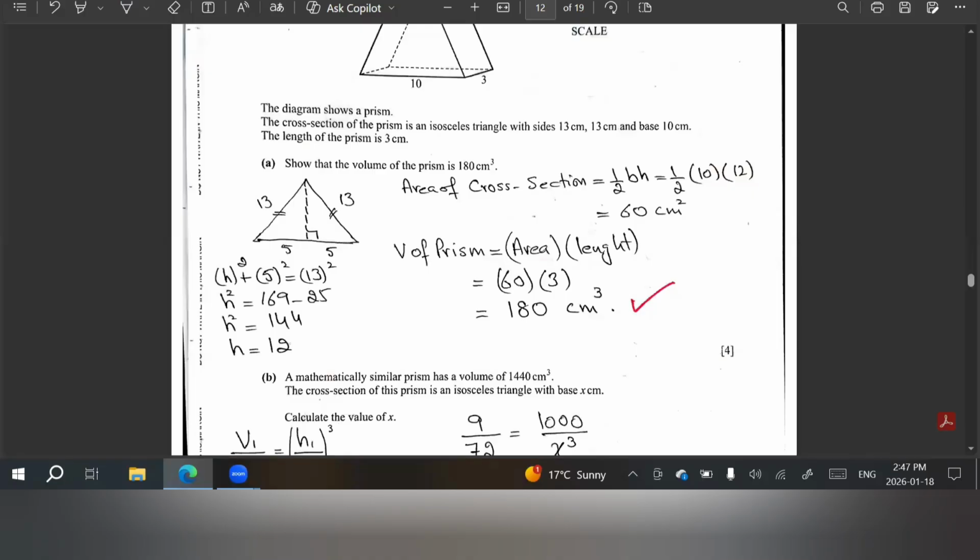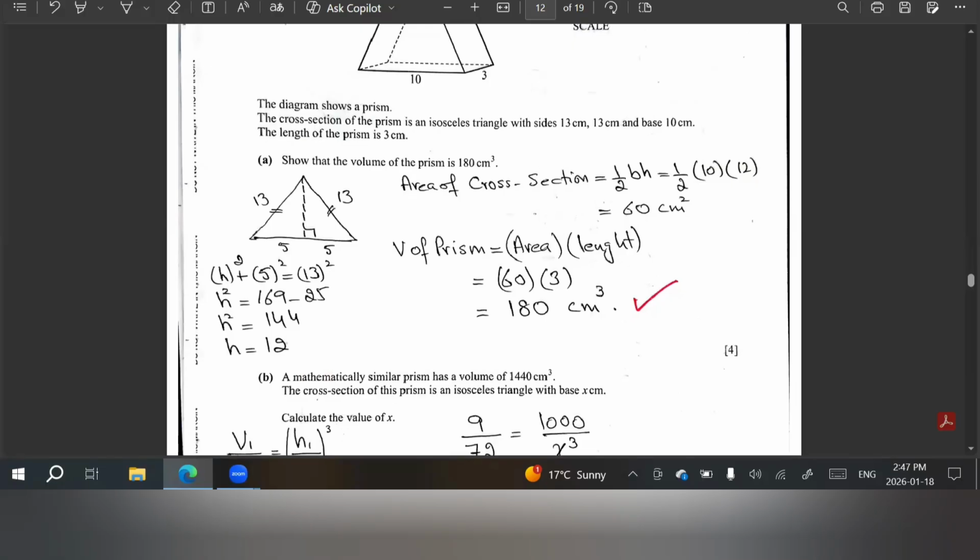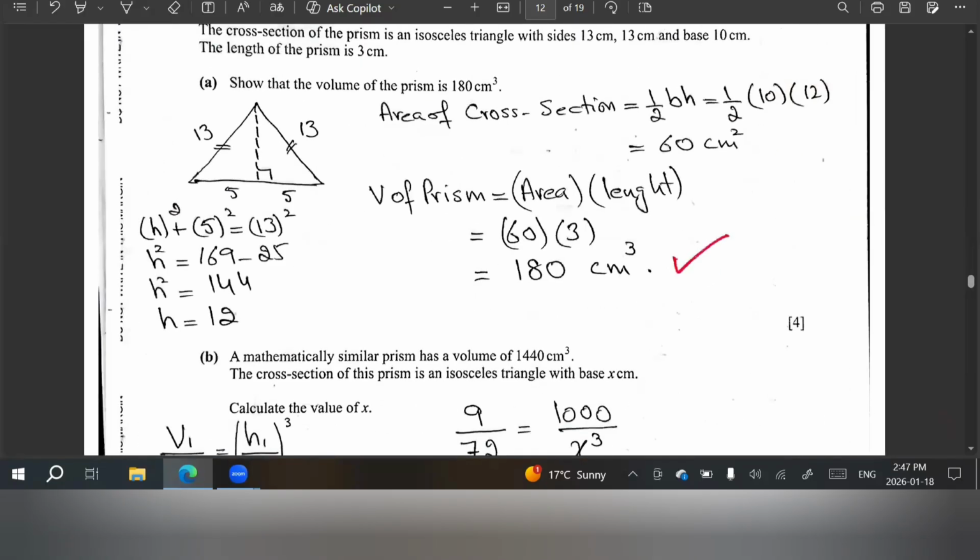13 is the hypotenuse, base is 5. I can find this height. So h square plus 5 square equals 13 square, so h square equals 169 minus 25, and h square will be equal to 144. H is equal to 12 when you take the square root. Now I can find the area of the cross section, which is 1 by 2 base into height. The base is 10 and the height is 12, so 1 by 2 into 10 into 12 will be 60. So the area of that cross section is 60 centimeter square.